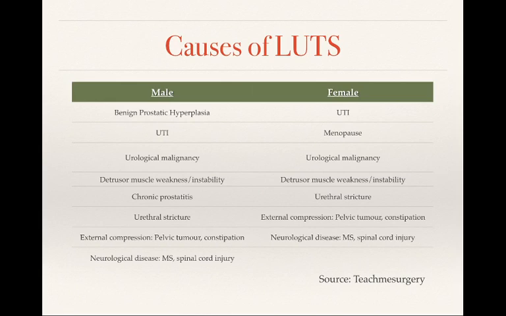Then, secondary to this, you have UTI. However, in females, the most common one is UTI, and then you have menopause. Other causes of LUTS are malignancy, detrusor muscle weakness or instability, urethral strictures, which is a narrowing of the urethra, external compression, such as pelvic tumor, constipation, and even neurological disease. Another male-specific cause of LUTS is chronic prostatitis, which is the infection of the prostate.